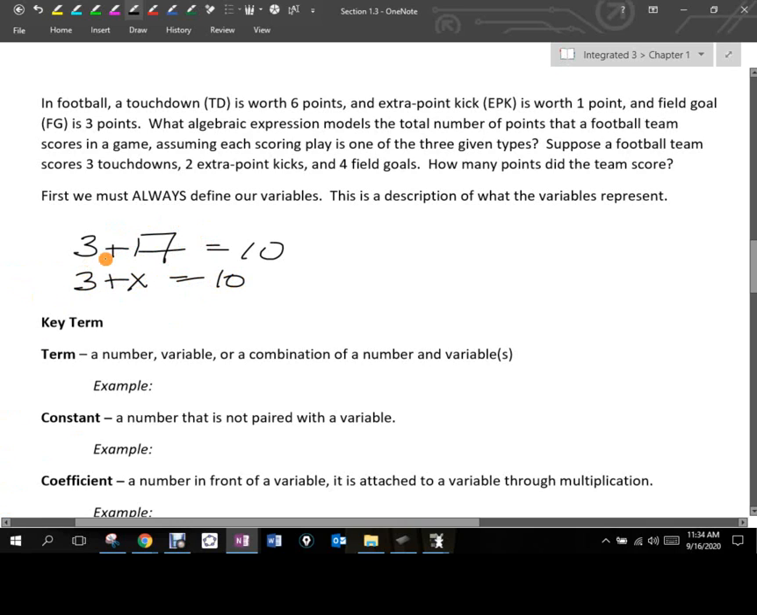Okay, so that box is just a symbol. So it can be anything. It can be a variable. It can be a shape. So I'm going to let touchdown be one variable. TD be a variable. E, P, K be a variable. And F, G be a variable. Does that make sense to everybody? Okay. Those are my variables that I'm going to use.